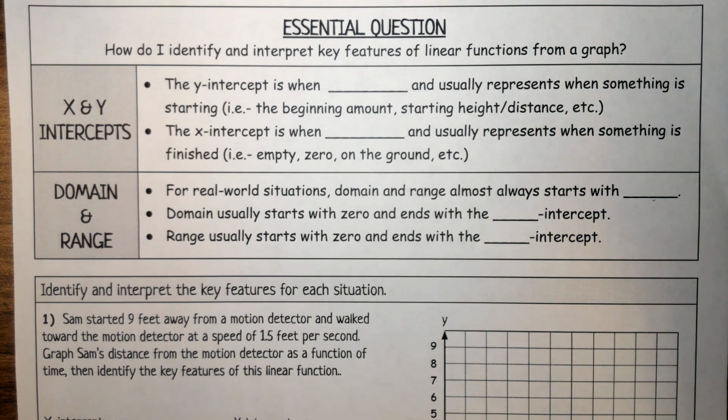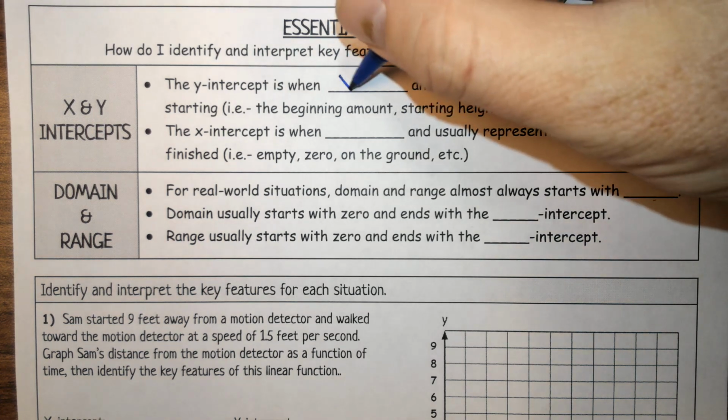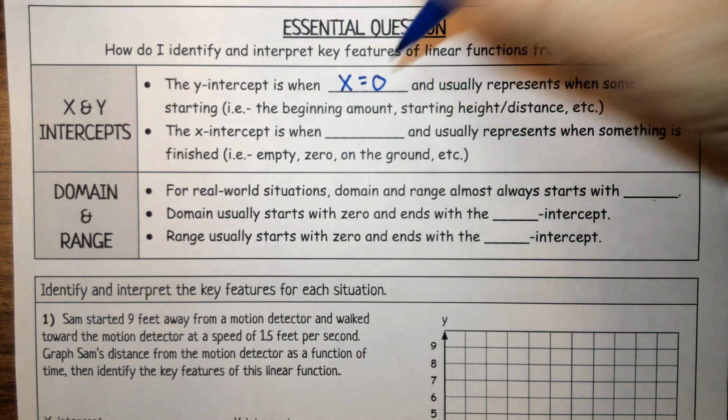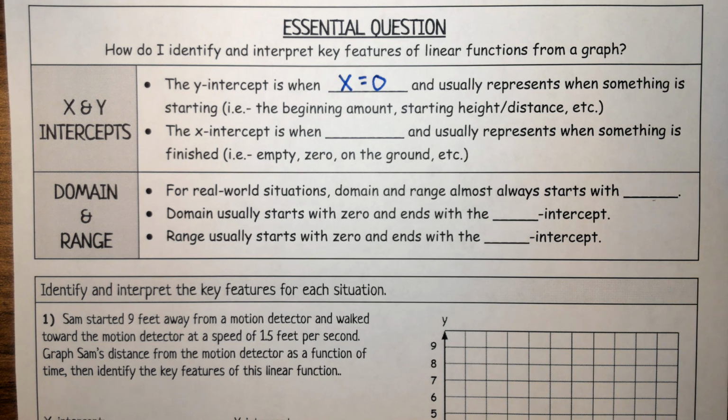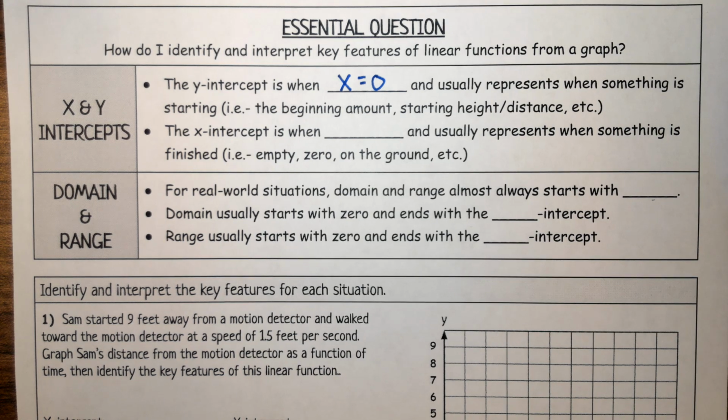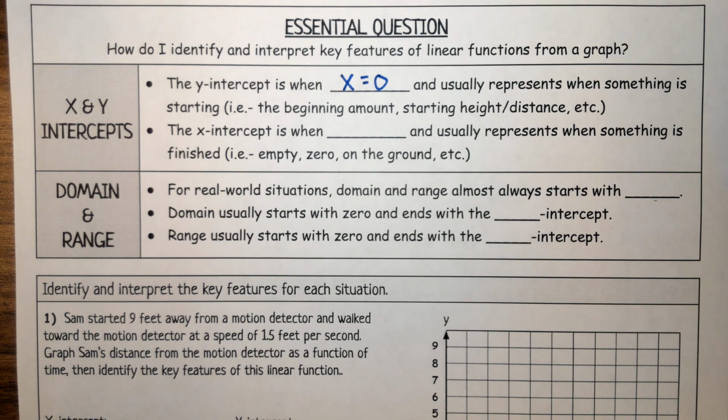So the y-intercept is when x equals 0 and usually represents when something is starting. Okay, so like the beginning amount, the starting height, the starting distance, your initial value. So that's your y-intercept, what you start with. So if it says anything like that, like you start with this, you start here, you begin with, your initial value is, that is your y-intercept.